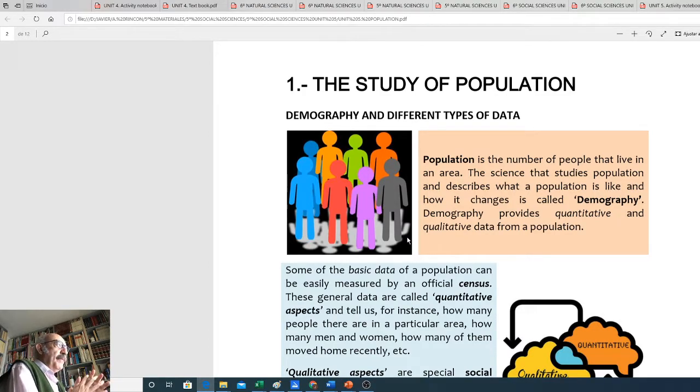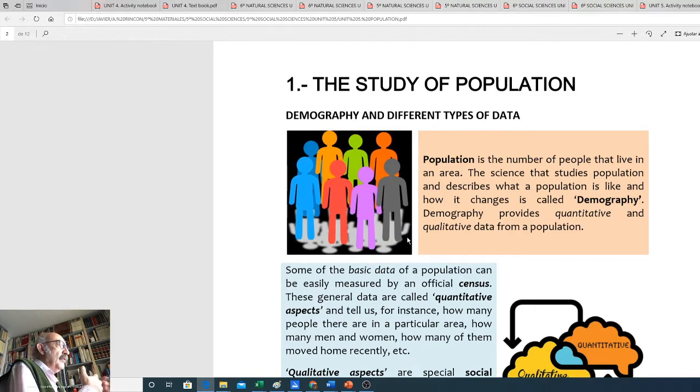So population is the number of people that live in an area, in a country, in a city, in a neighborhood, and the science that studies population is called demography. This is the most important thing, the thing about definitions. Population is the number of people that live anywhere, and demography is a social science. It is the science that studies population.